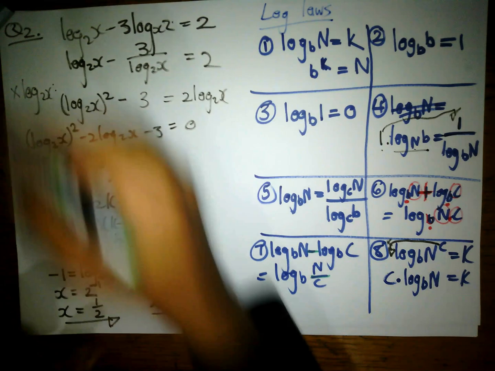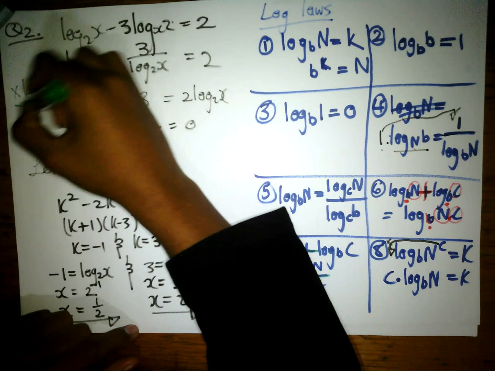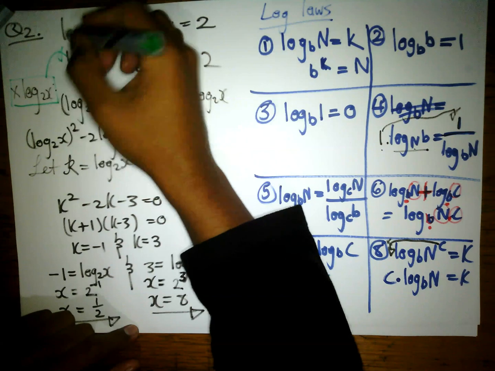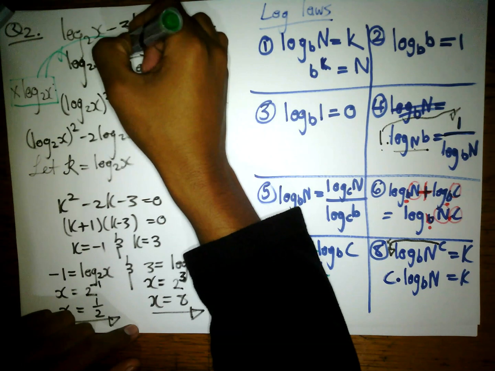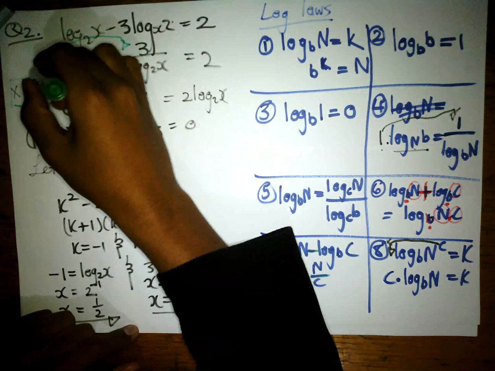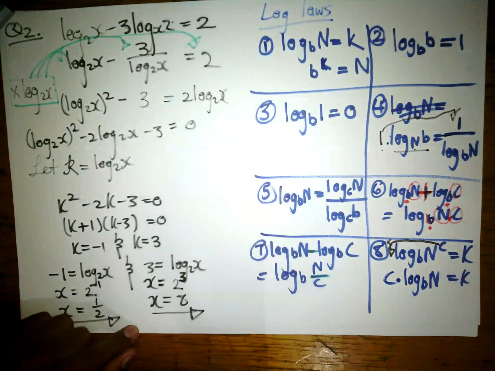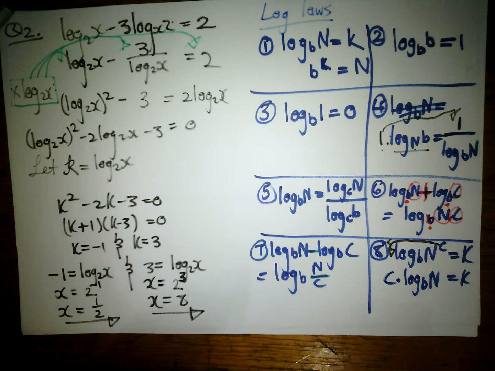So let us do it like that. There we multiply. There we multiply. And then there we multiply. This is one of many different ways they can ask a log question. One of many.